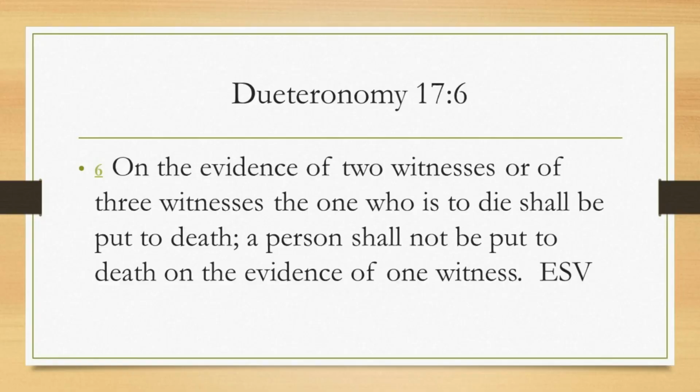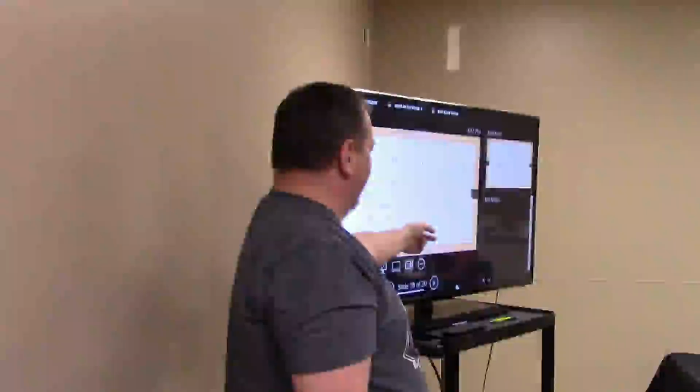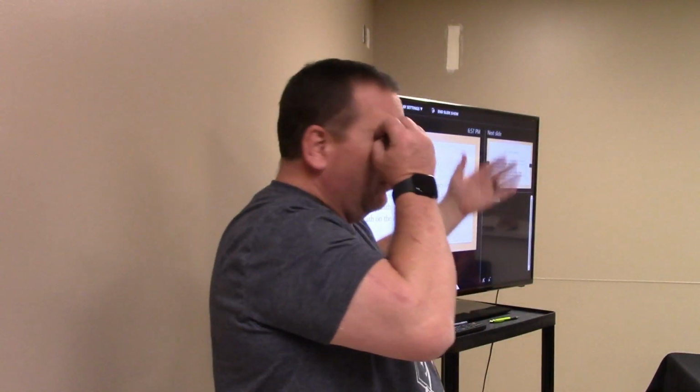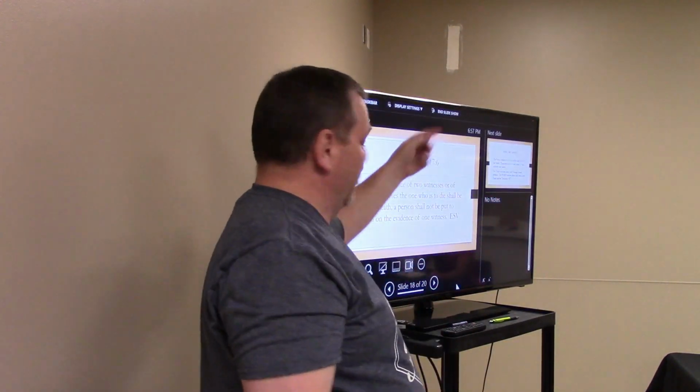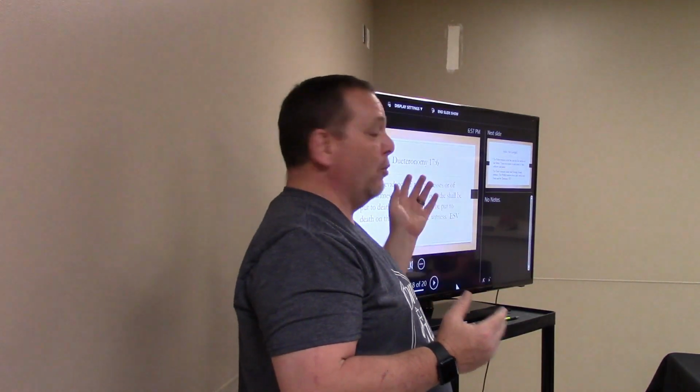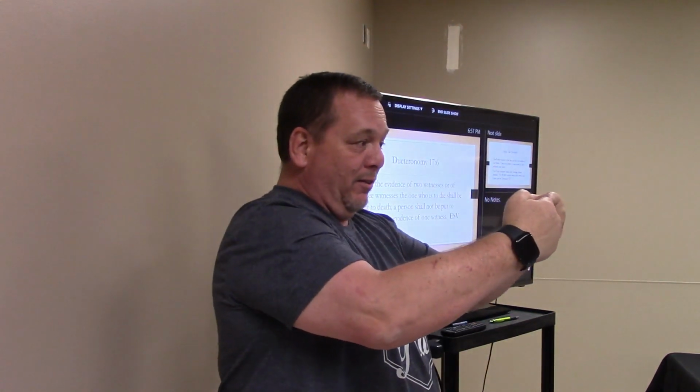This is what I was talking about earlier in Deuteronomy 17:6. On the evidence of two witnesses or three witnesses, the one who is to die shall be put to death. A person shall not be put to death on the evidence of just one witness. And there's more about that. This is the legal system in Deuteronomy, that, like I said before, when you bring an accusation or you bring a matter, there have to be two or more witnesses in order for it to be validated. That's the whole purpose of the Atbash patterns, is they validate each other to a central theme. In other words, the Torah, like we saw, all validated itself, pointed toward the name of God, atonement.